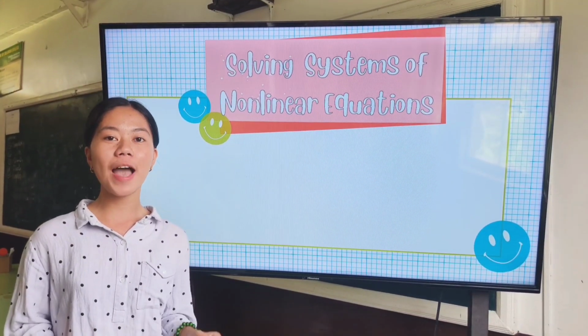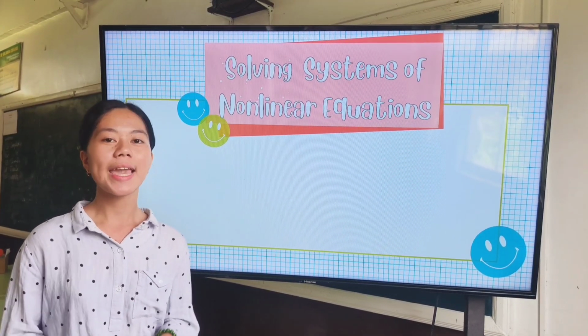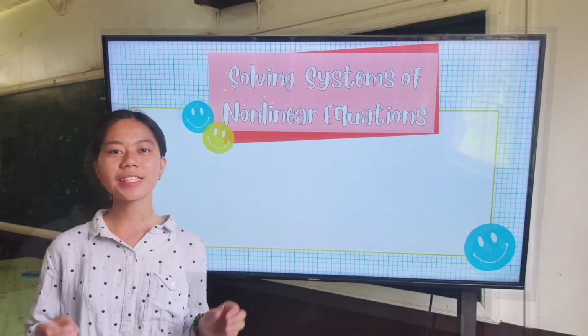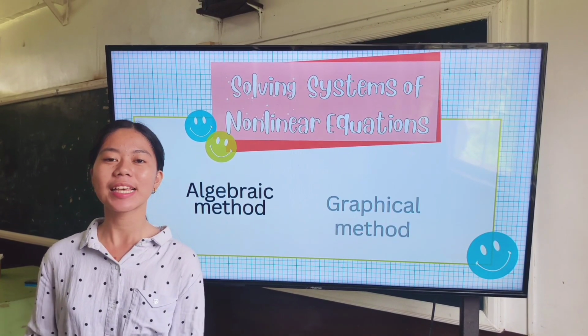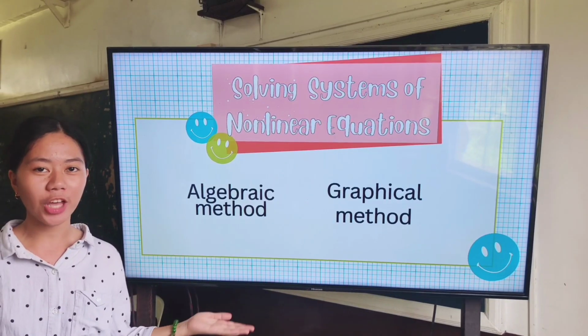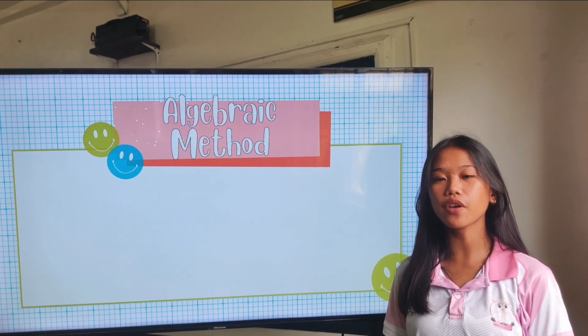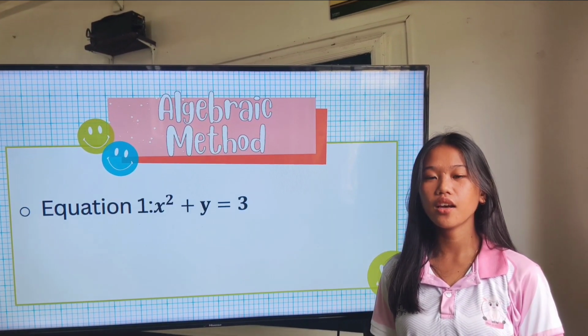Our goal is to find the set of values that satisfy all equations simultaneously. It's like finding the perfect meeting point for these equations. In solving systems of nonlinear equations, there are two methods: the algebraic method and the graphical method. We'll solve the following system of equations using both.